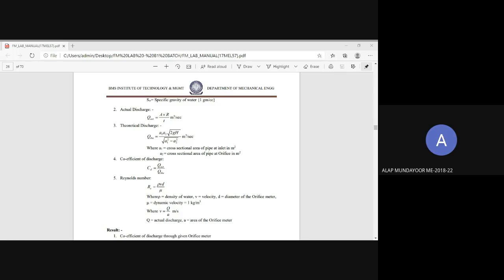Yes, sir. Rho is 1000. V is Q by A. Q is Q actual, and what A have you taken? A is area of orifice meter. A1 or A2? A2. Okay. Then D is diameter of pipe. Yeah, 12.5 into 10 power minus 3. Good. Divided by mu, 0.001.